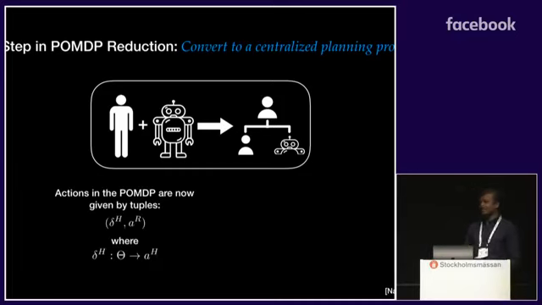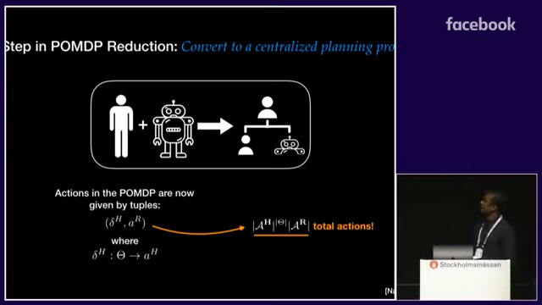So what this means is the actions in the POMDP are given by tuples: AR, which is just a robot action, and delta H, which is a human decision rule, a function mapping all possible reward parameters to human actions. And as you might expect, this makes the action space quite large and complex. In fact, it's exponential in the size of the possible reward parameters.